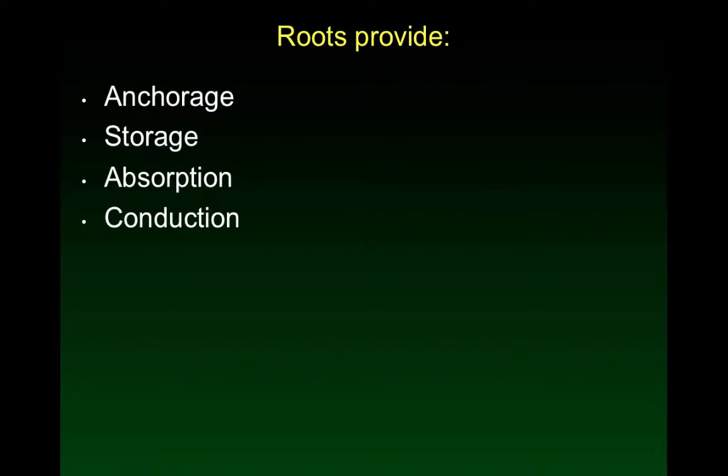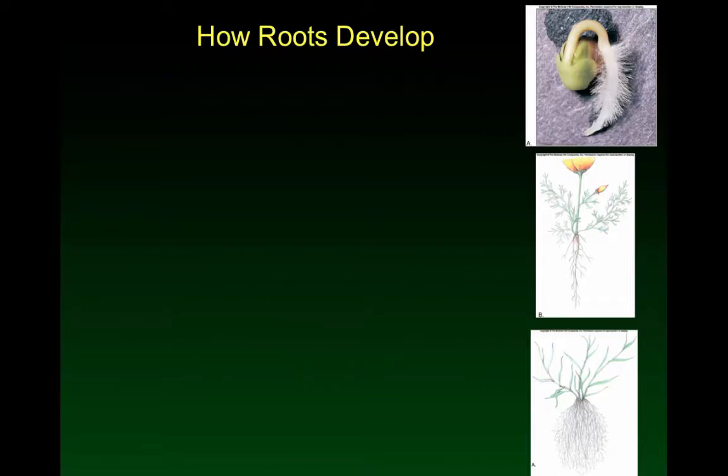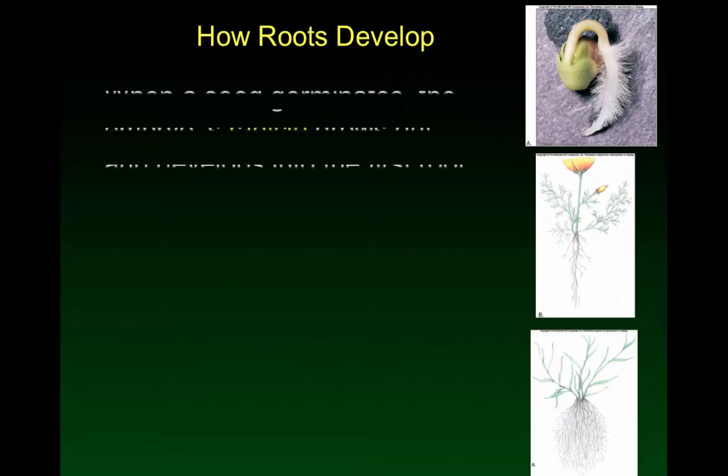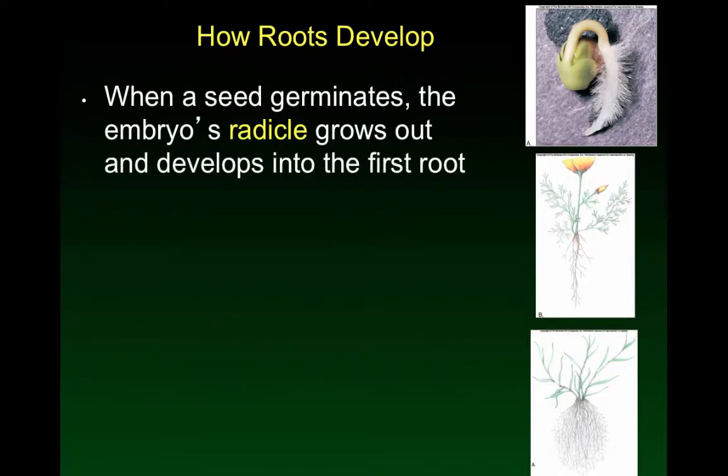So with absorption comes conduction. So the roots absorb water and they conduct that water through the vascular system, through the xylem, all the way up to the leaves. So how do roots develop? When a seed germinates, the embryo's radicle grows out and develops into the first root.